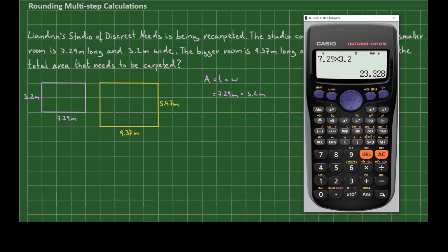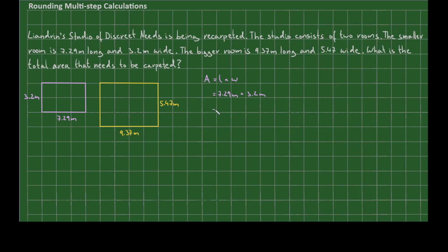According to it, 7.29 multiplied by 3.2 is 23.328. And so the area of the purple room is 23.328 square meters. Because I'm dealing with measured quantities, I'm going to round accordingly. In case of multiplication, I round based on the value with the least number of significant figures. In this case, that is the 3.2 meters with two significant figures. And so my rounded result is 23 square meters.